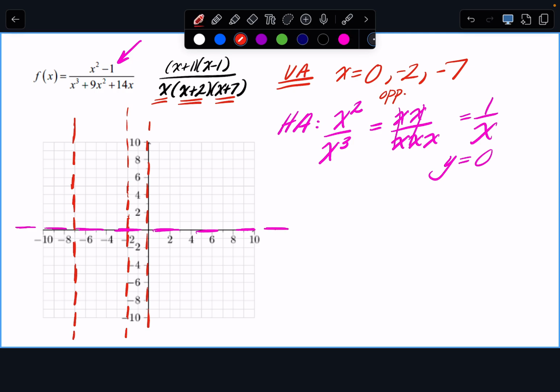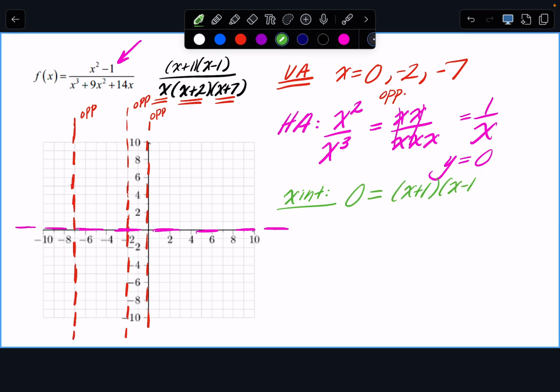Now we've got to get started. Oh, let's write ourselves a note too. Opposite, opposite, opposite. I like to write it right by my asymptotes, okay? All right, now from here, you need some x-intercepts and some y-intercepts. And maybe you'll want even more points than that. We'll see. X-intercepts come from the top equal to 0.